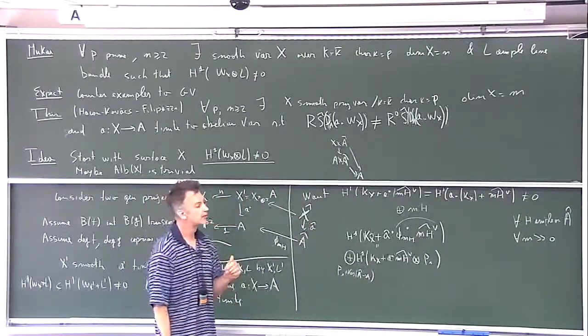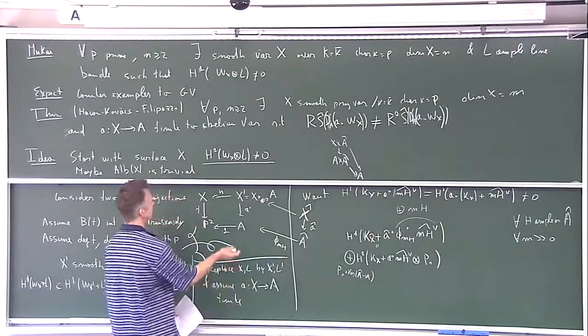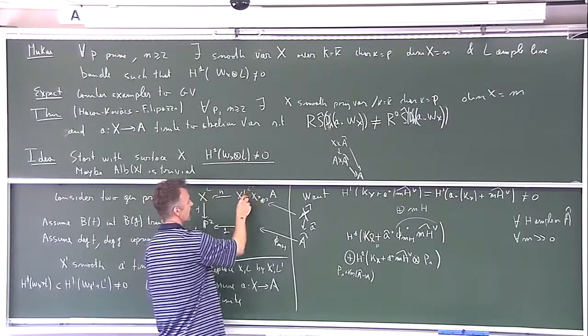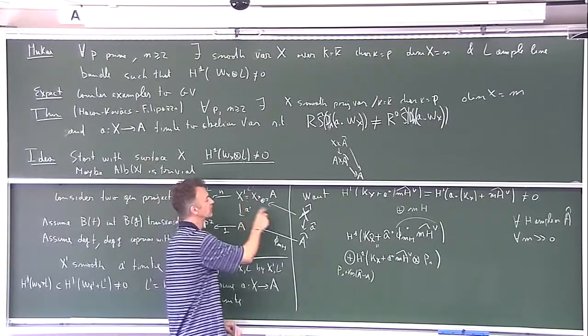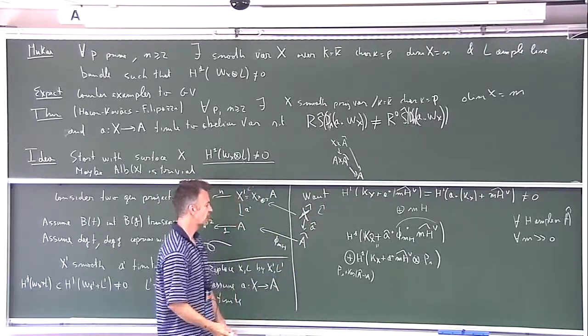What is L? Okay, so I had an original line bundle L on X, which was ample. Then I pull it back here, I have L prime on X prime, which is ample. Finite map, again, L hat on this is ample.